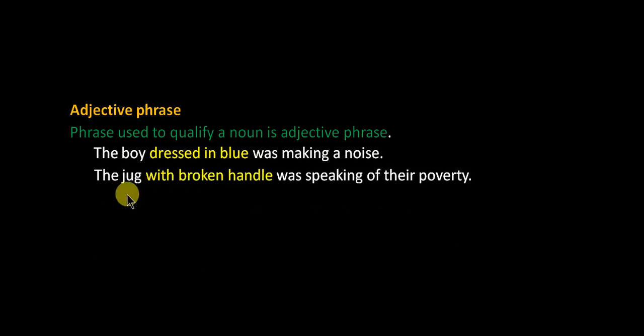Second example, the jug with broken handle was speaking of their poverty. The jug with broken handle. With broken handle is qualifying the jug. What is that with broken handle? Which has a broken handle? The jug. So with broken handle is an adjective phrase. The jug with broken handle was speaking of their poverty. Understand, dear students?